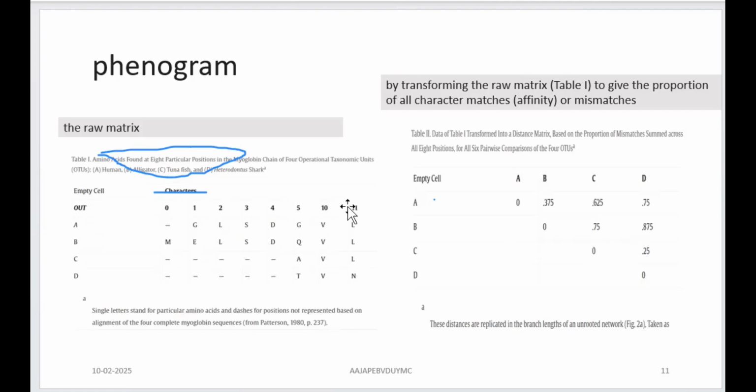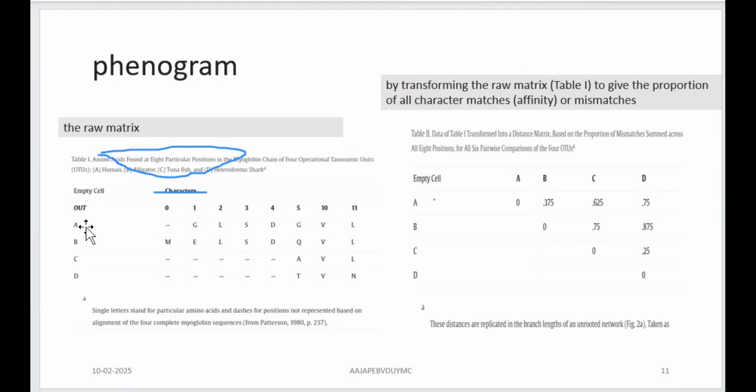Because they are just tallying only one characteristic, that is the sequence of amino acids in myoglobin protein, right, a myoglobin protein. In the sequence of amino acids in it, position 1, position 2, position 3, position 4, like that in the entire protein. However many amino acids there are, which amino acid is at position 1, which amino acid is at position 2, that is what they have marked, right?